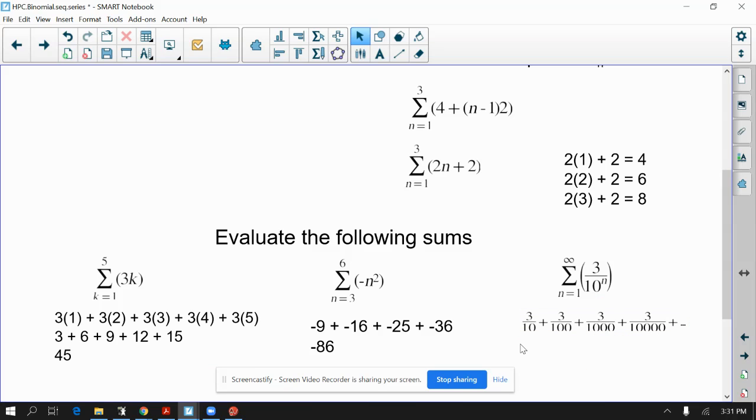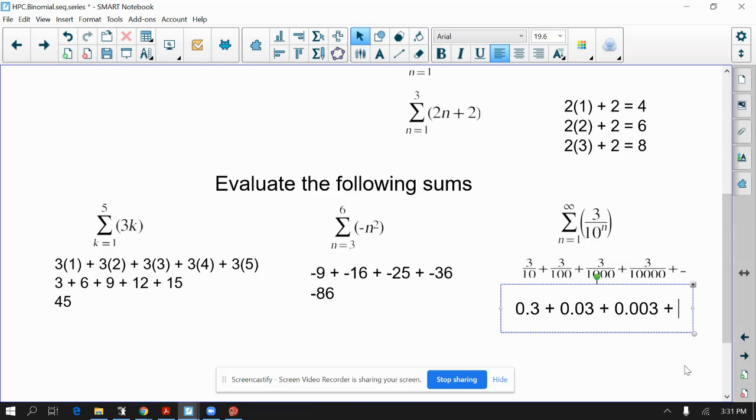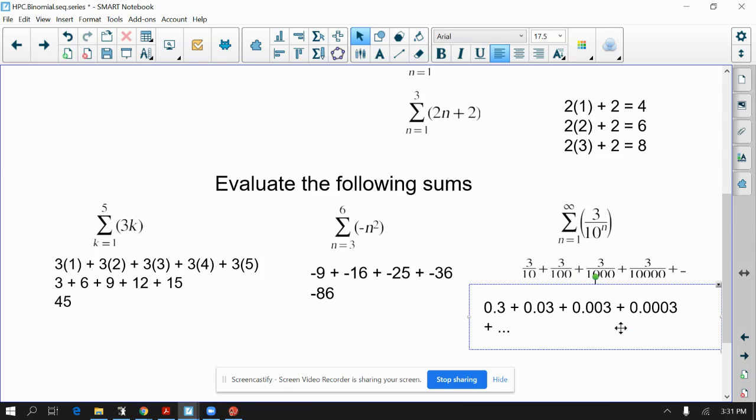Because 3 divided by 10 is 3/10, which is 0.3. And 3/100ths is 0.03. And 3/1000ths is 0.003. And 3/10,000ths is 0.0003. And on you go. Well, can you see that when you add these up, you get 0.33333 repeating, which is 1/3.